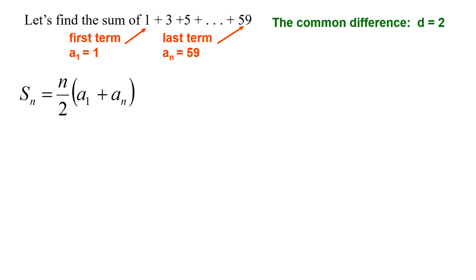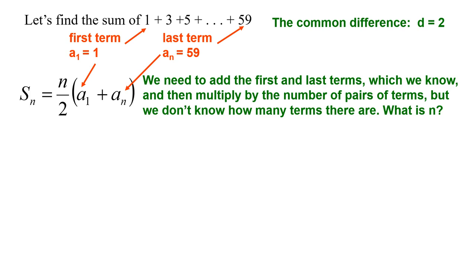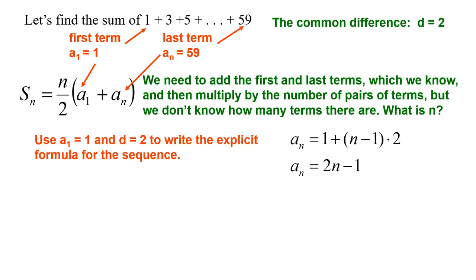Okay, so here's what we know. We know that the common difference is 2. It's an arithmetic sequence. We know the first term and the last term. We're trying to find this sum. We don't know n. So let's use a sub 1 equals 1 and d equals 2 to write the explicit formula for the sequence. So a sub n equals 1 plus n minus 1 times 2, or simplifying that, a sub n equals 2n minus 1.